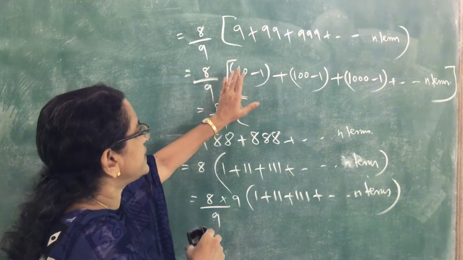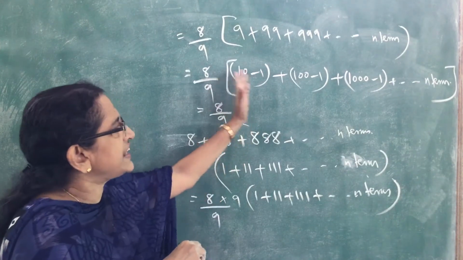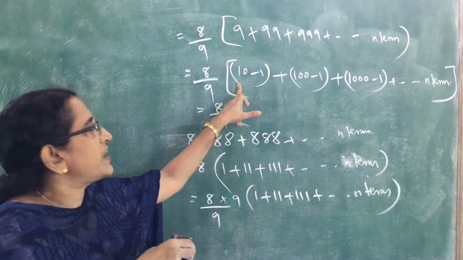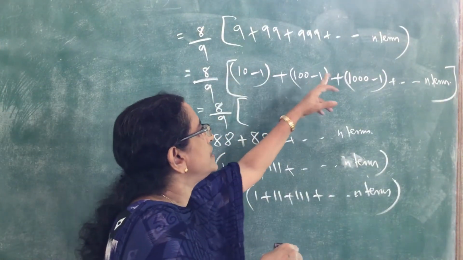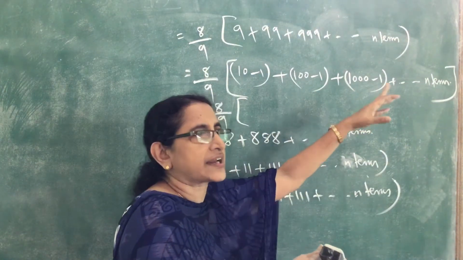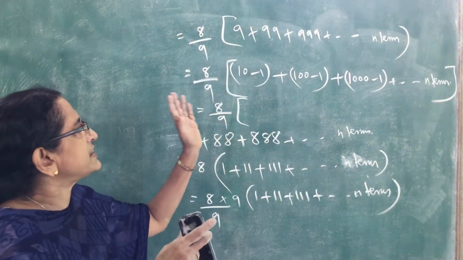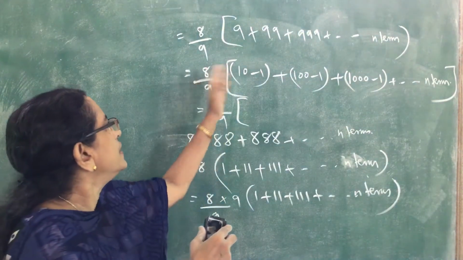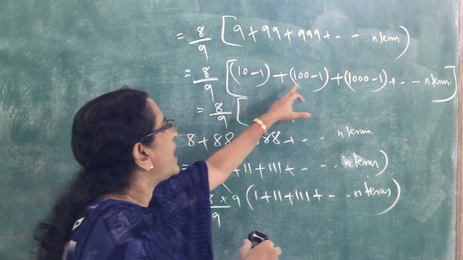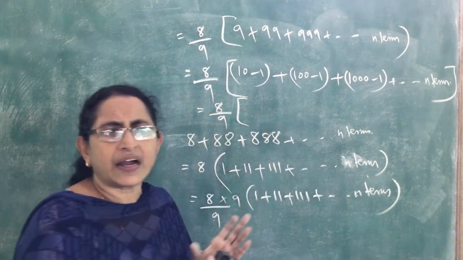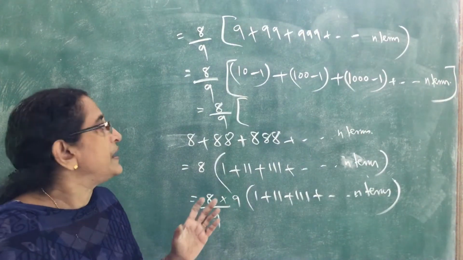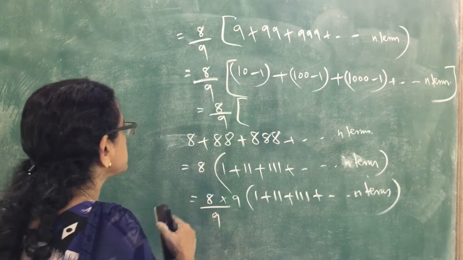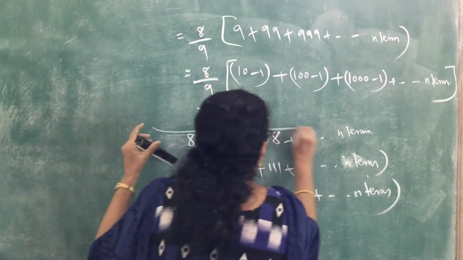See, if you consider the series here, the first term is 10 minus 1, the second term 100 minus 1, the third term 1000 minus 1, etc. Now if you take all the first terms, that is 10, 100, 1000, we can combine them together. So what can we write here? So I am going to rub this.